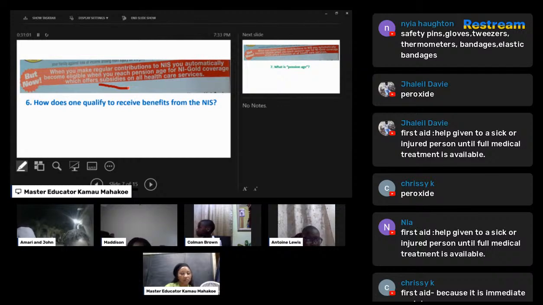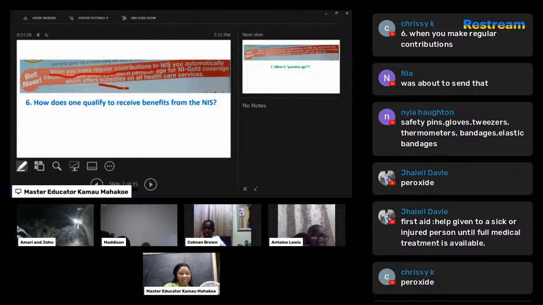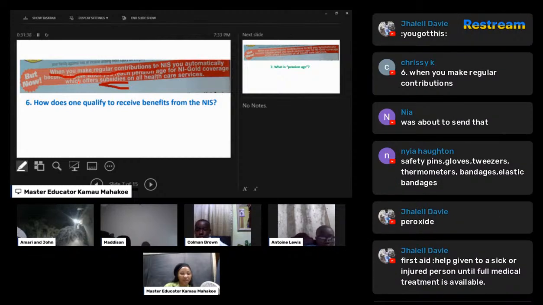Miss, I say when you make regular contributions. Okay, that's correct. So it tells us when you make regular contributions. So you can't just pay this time and then pay for a couple months, or not pay for a year and then expect to get the benefits. You have to be a regular contributor. And what are subsidies? So it says the coverage offers subsidies. And that word that Madison was struggling with, eligible, that means you are qualified.